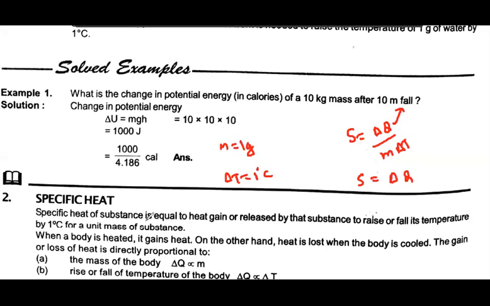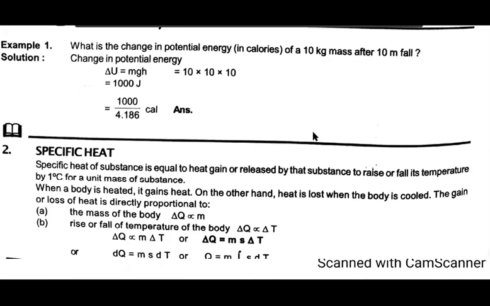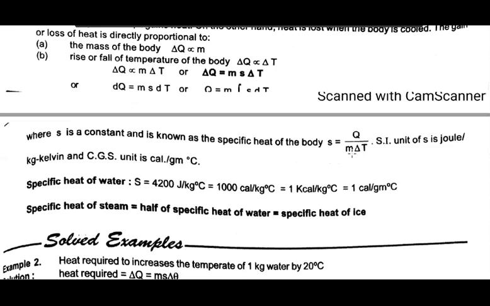So I can say that it is the amount of heat gained or lost to change the temperature by 1 degree centigrade for unit mass of the substance. So S is equal to Q by M into delta T. Now, the value of S is constant for a given liquid, because this depends on the nature of the liquid. When you talk about water, it is 4200 joule per kg centigrade, or 1000 calorie per kg centigrade.